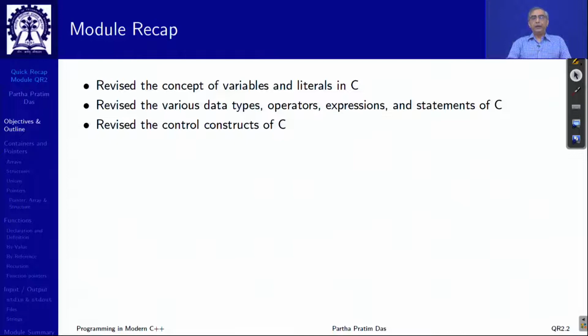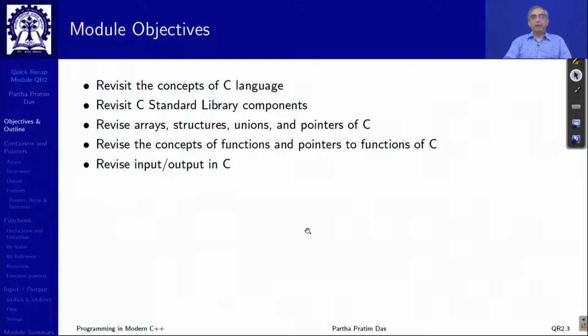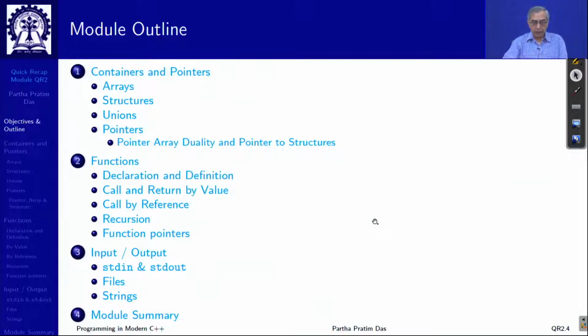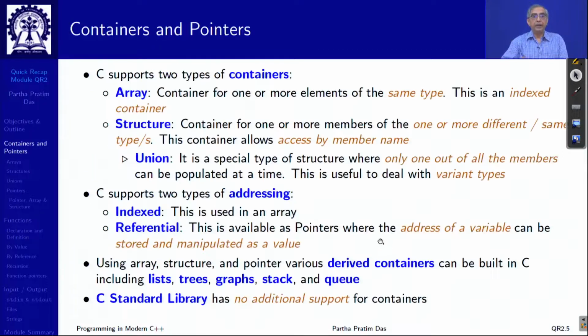So, in the first QR1 module, we talked about concepts of variables, literals, data types, operators, expression statements and so on, particularly the control constructs as well. So, I will take you a quick round of the remaining part of the language and a little bit of the standard library as well. Right. So, this is the outline.